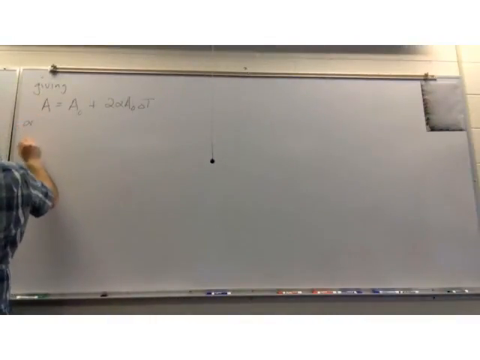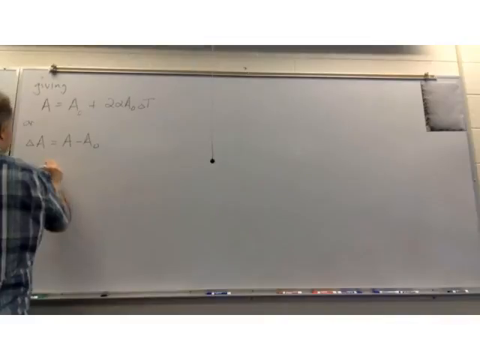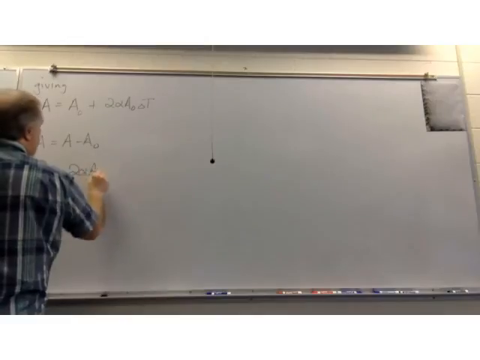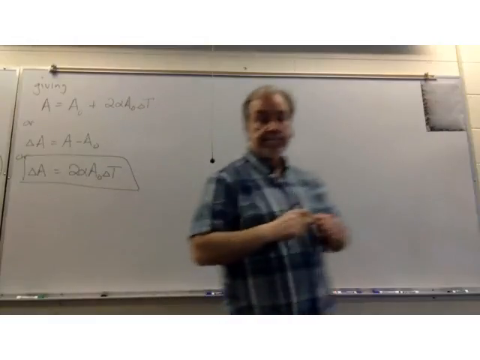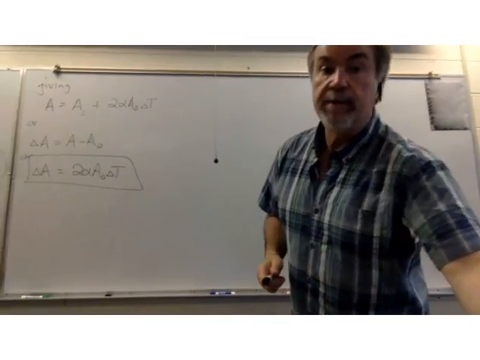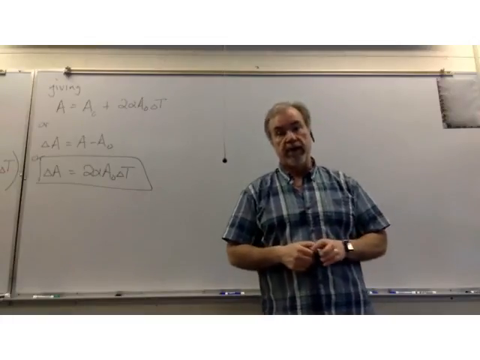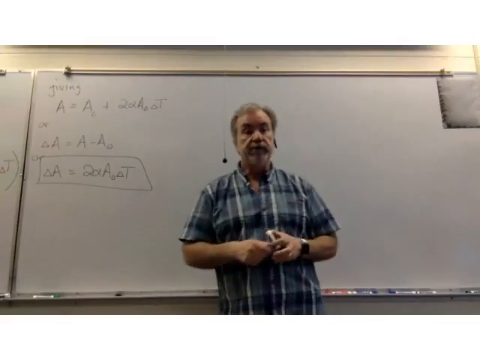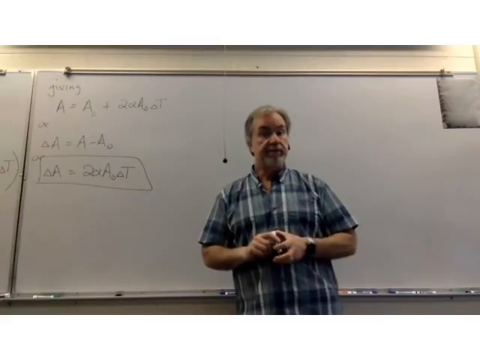And the change in area is A minus A naught, final minus initial. And so the change in area is simply 2 alpha A naught delta T. And compare this relationship, this result, with the one for just linear expansion in one dimension. And the comparison is this has a factor of 2. Okay? And the factor of 2 is a direct consequence of the fact that we're now looking at an object in 2 dimensions.